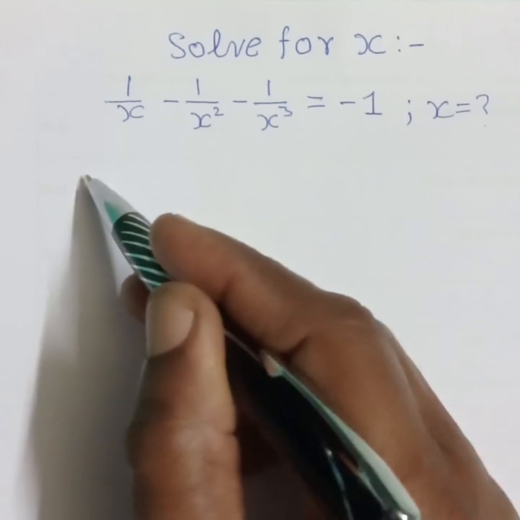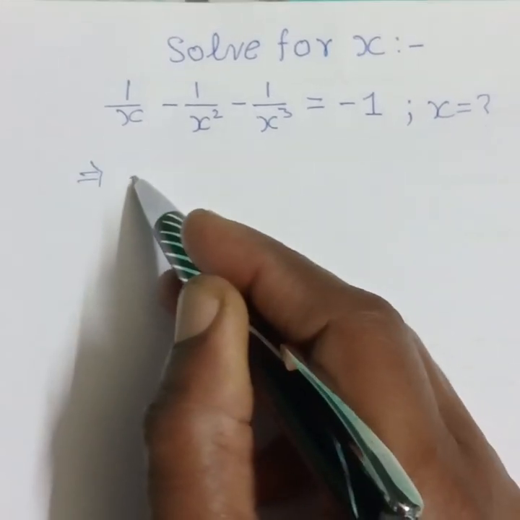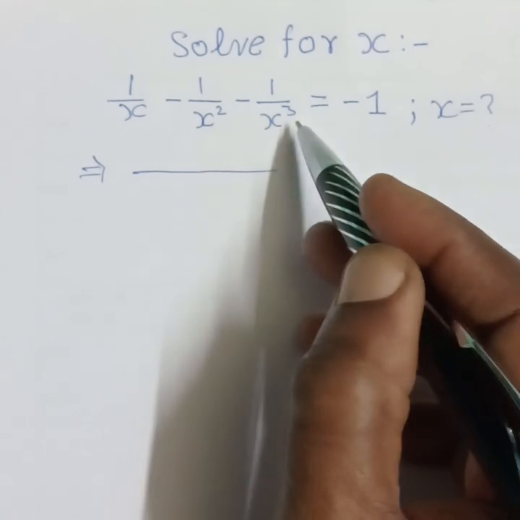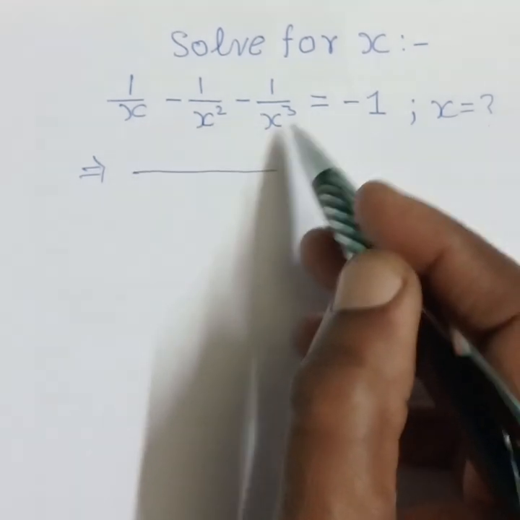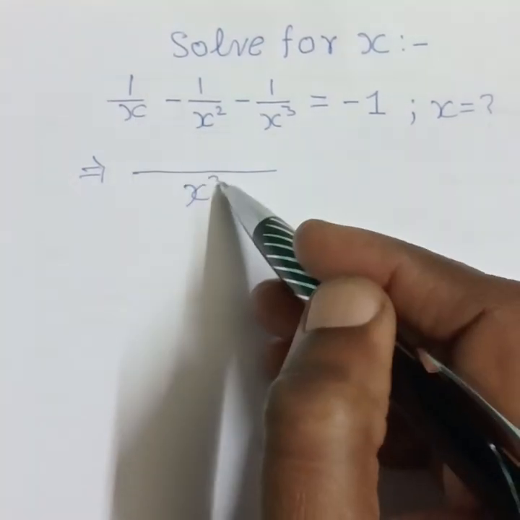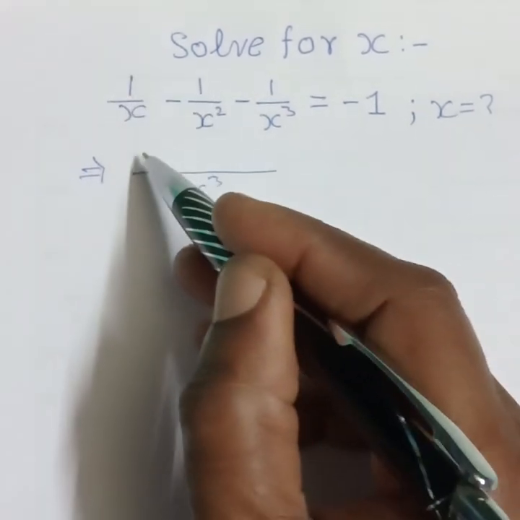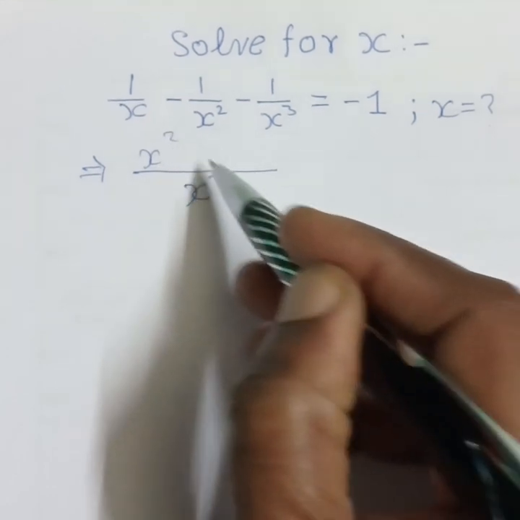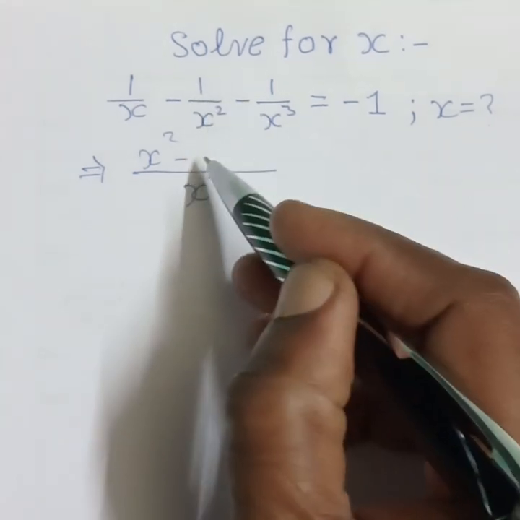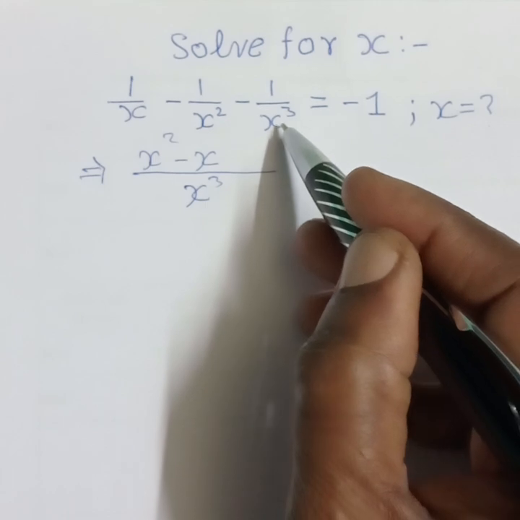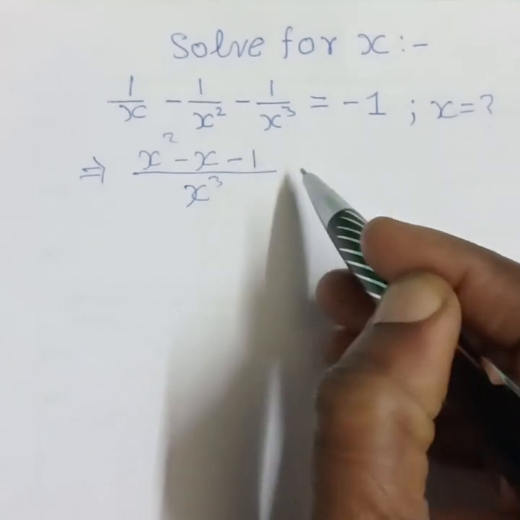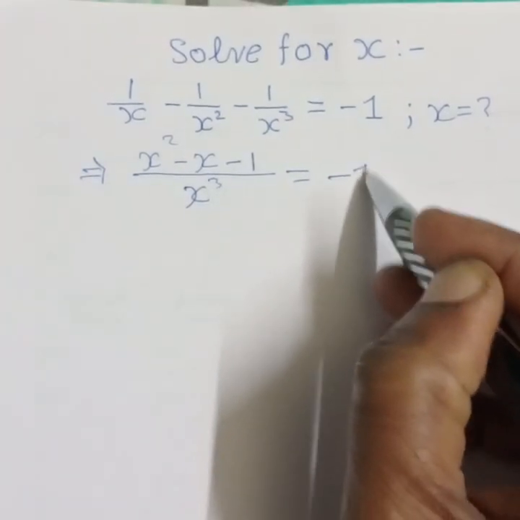At first we simplify this: x², and x³. The LCM of x² and x³ is x³. Therefore, x³/x is x² into 1, x²; minus x³/x² is x into 1, x; x³/x³ is 1; minus 1 into 1, 1, is equal to −1.